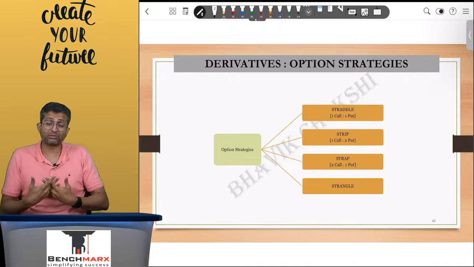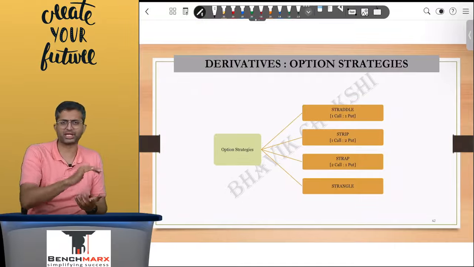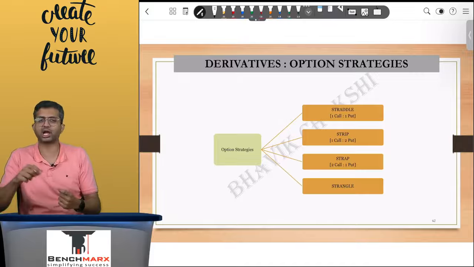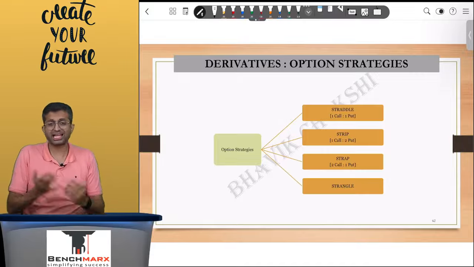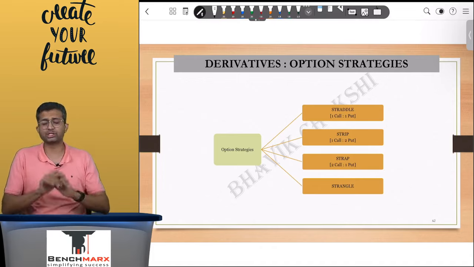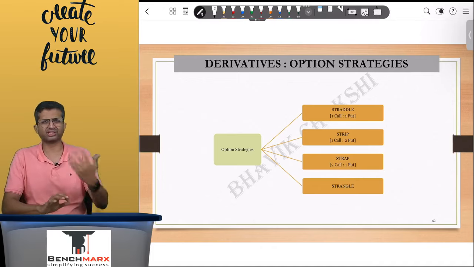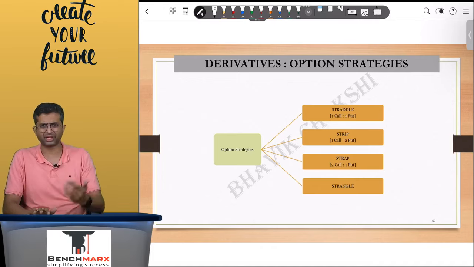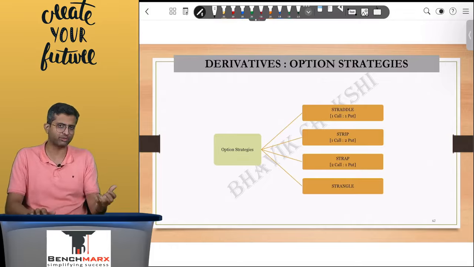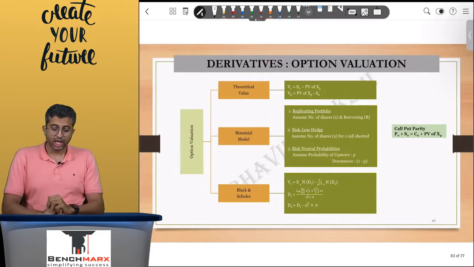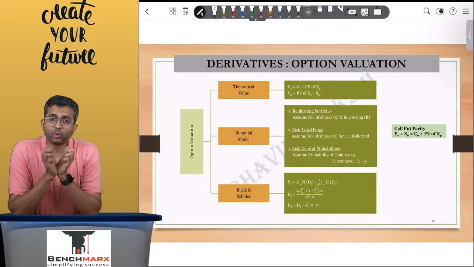A strip is if you have a higher weight for the price falling. A strap is if you believe there's a higher possibility of the price rising. And a strangle uses different exercise prices so that you can save on the premium. There are other spread strategies as well, like butterfly spread and bull call spread, but they are not really important from an exam standpoint. A very important part over here will involve option valuation.